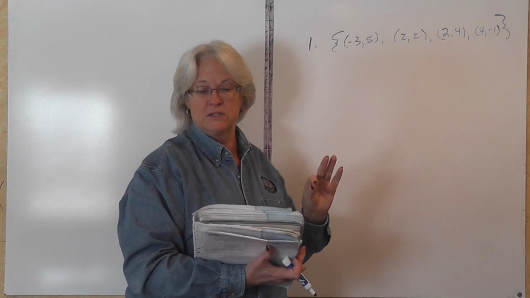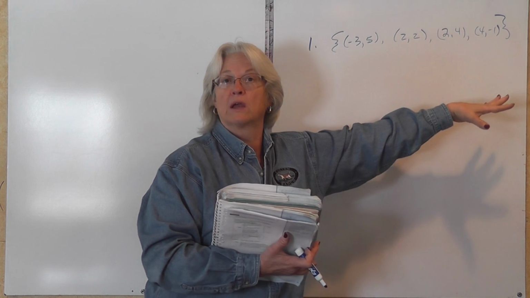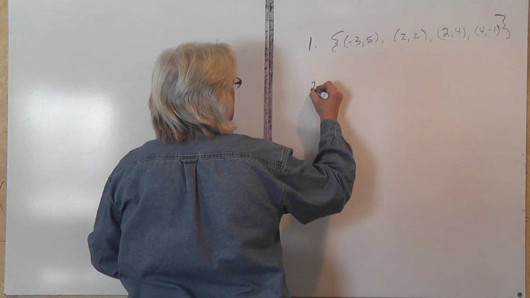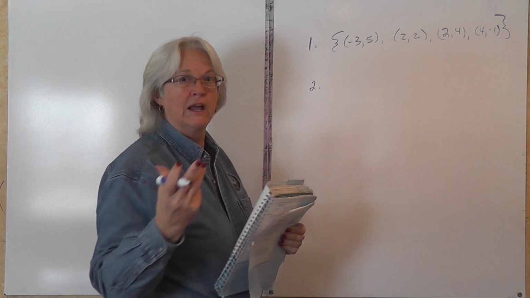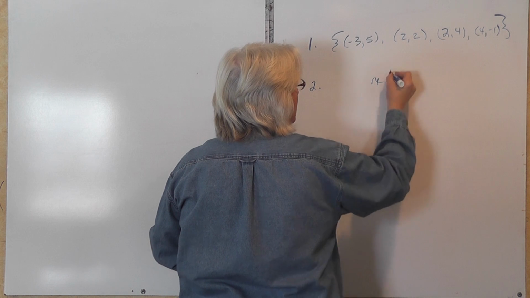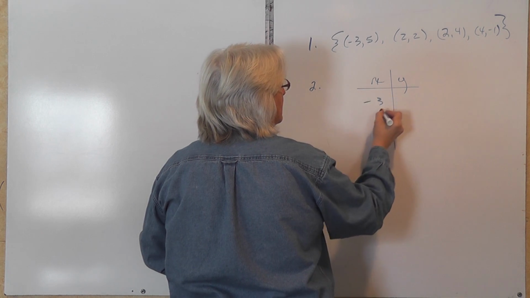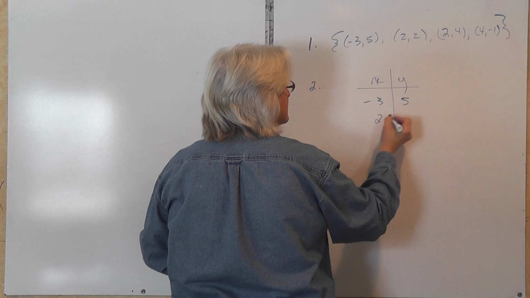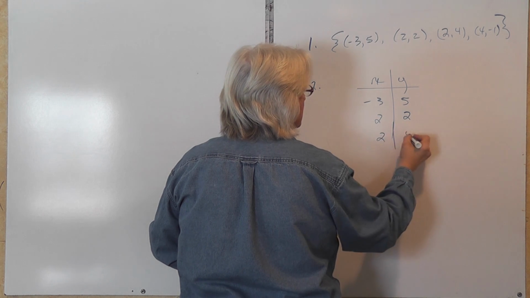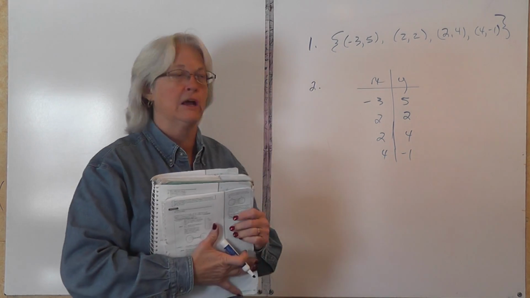These ordered pairs represent four locations on a plane, which I'll show you in just a minute. A second way that we can identify this same relation, or this same set of four ordered pairs, is by using a chart where we have an x and a y: our x is -3, and our y is 5, x is 2, y is 2, x is 2, y is 4, x is 4, and y is -1.